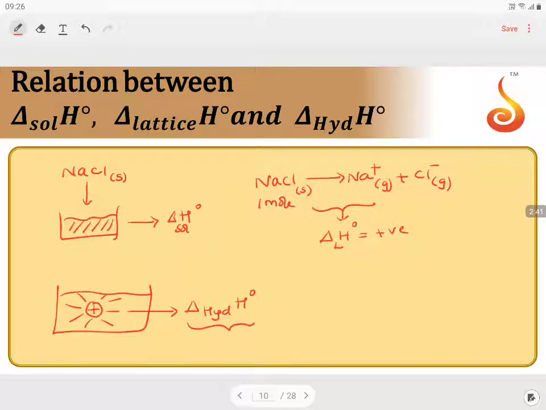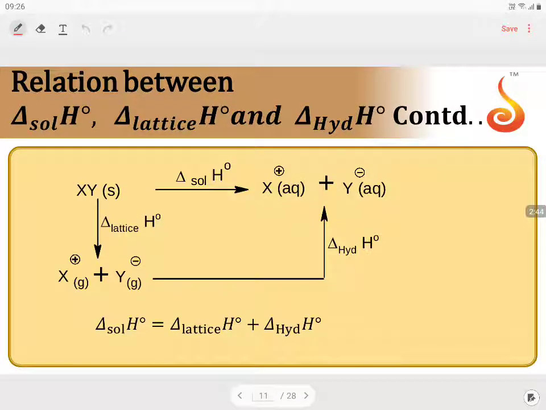Now, having these three things, what is the relation between them? Let us see. If I have a compound XY which is dissociated into respective ions involving lattice energy and dissolved in the water, aquated, that means every ion is being hydrated, then it is hydration enthalpy. Then you get hydrated aqueous ions. Directly, when you say the enthalpy of solution, this is a single step process, and this is your multi-step process.